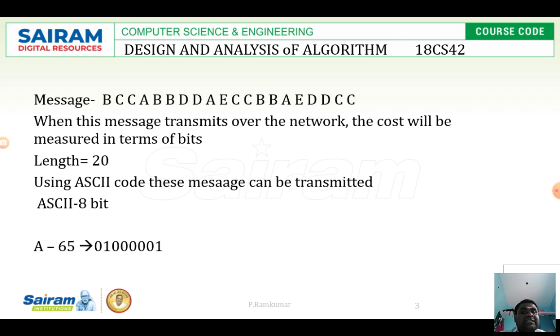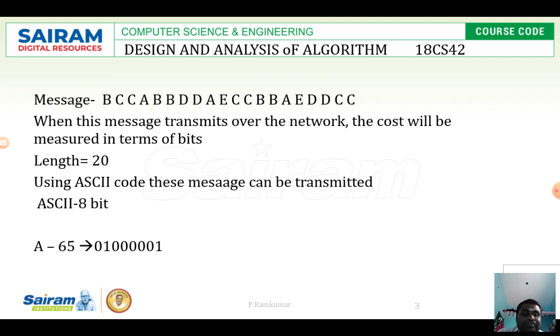For this case, I am using a message with length 20: P, C, C, A, B, B, D, D, A, E, C, C, B, B, A, E, D, D, C, C. There are 20 characters, 20 alphabets, in the message. When I transmit this message over the network, it will take some time because the length of the message is 20.